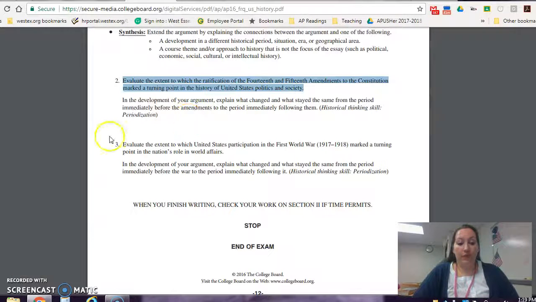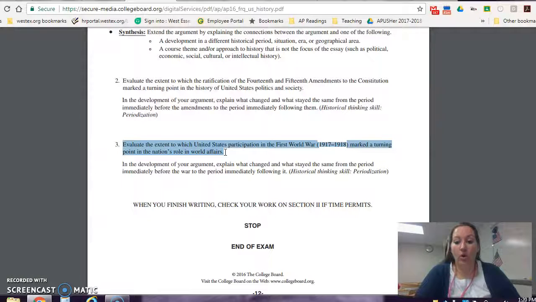Look at number 3 for a second. Evaluate the extent to which the United States participation in the First World War marked a turning point in the nation's role in world affairs. I've been hammering this since we did World War I, and we wrote the DBQ that, not this exact topic, but was related, right? The answer here, again, is it wasn't to a great extent. So both of these are not to a great extent.